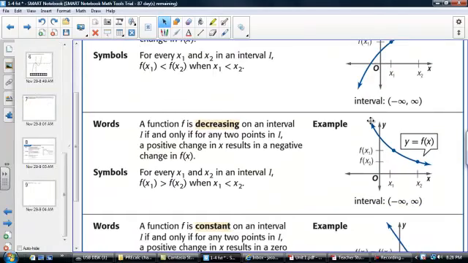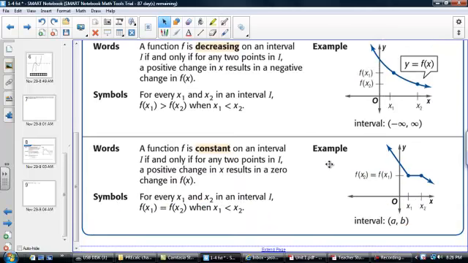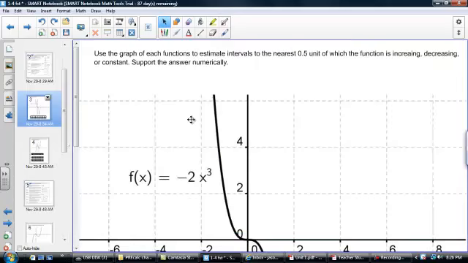Now, if I'm looking at decreasing, you're looking at a function that is sloping downward. Okay, and again, this is on the interval of negative infinity to infinity. A constant is going to be neither increasing nor decreasing. It is a horizontal line. So let's apply this principle into a problem.